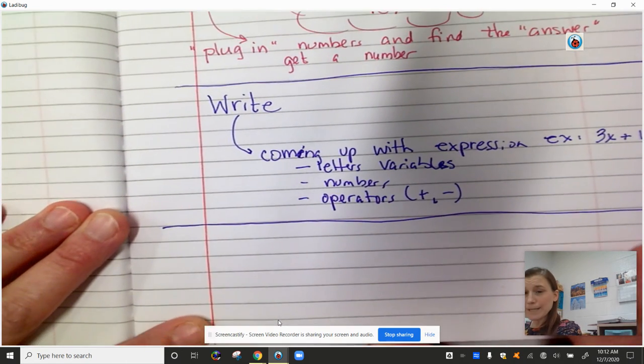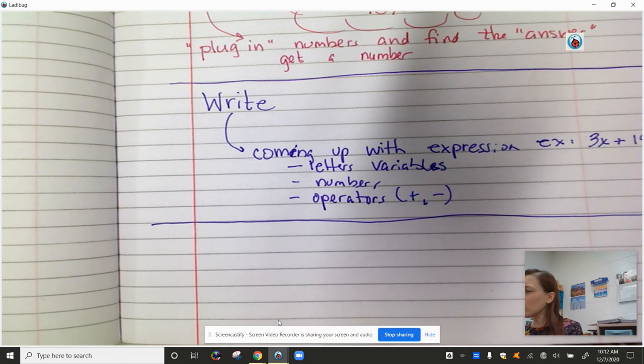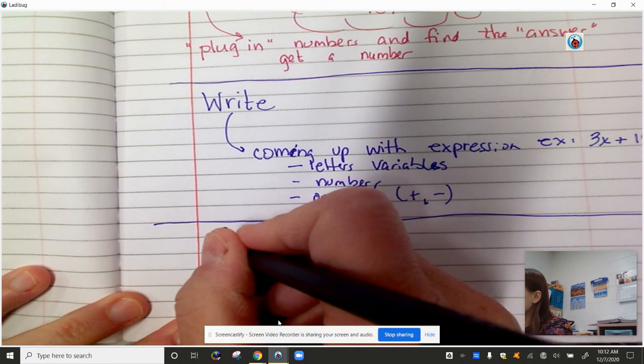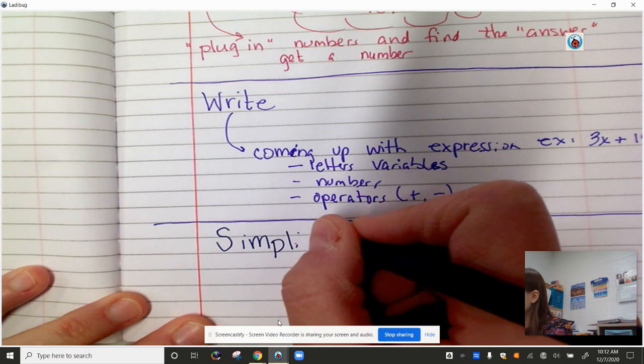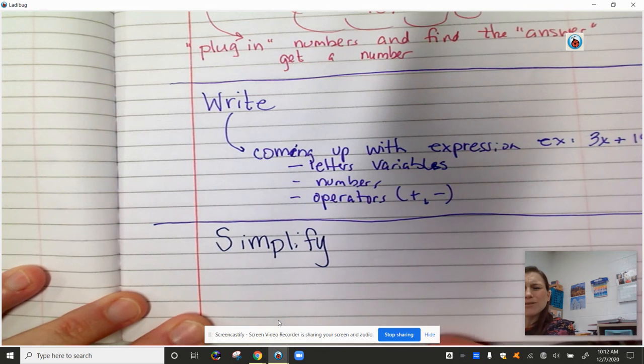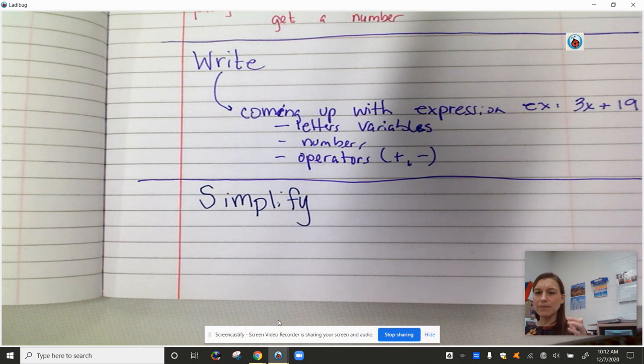And then the third thing that I wanted to talk to you about is, we're going to evaluate expressions, we're going to write expressions, and the third thing is simplify. So the word simplify means to make something simpler, essentially, right? Simplify means that you are going to take something that's more complex or maybe stretched out, and you're going to bring it down to a smaller, more compact version of itself that is easier.